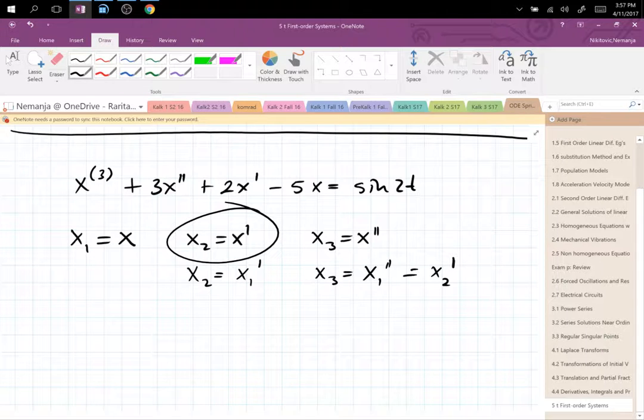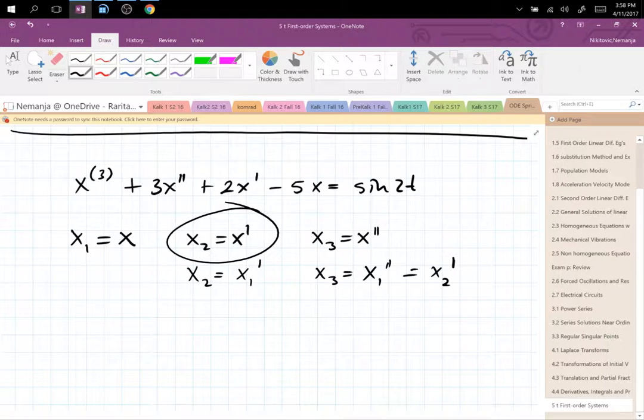Because you want all of your functions to be in terms of x1, x2, x3, and so on. So you have x to replace with x1. Now you have x prime to replace with x1 prime. You need this as well. So x3. x3 is defined to be x double prime. But x double prime, if you differentiate this guy, will be x2 prime.